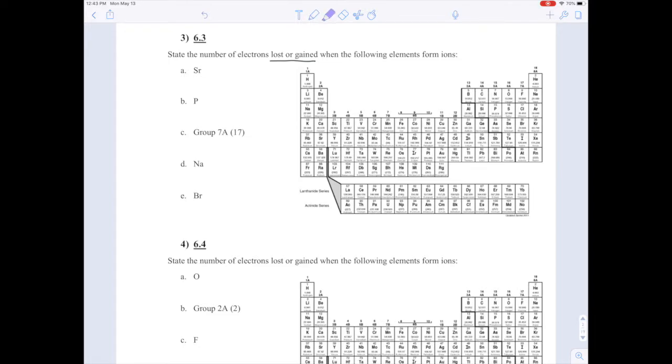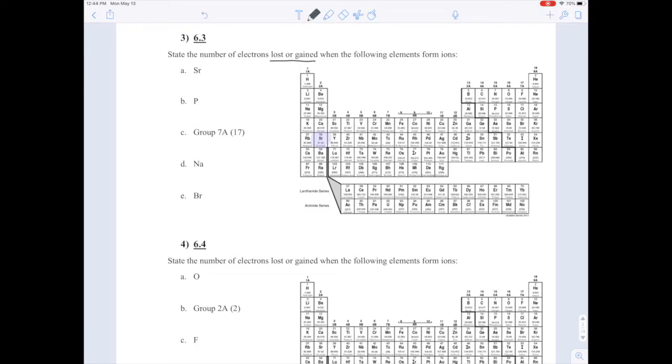So the first step in each of these is to draw the Lewis dot structure. So that's a structure where the symbol represents the nucleus and all the inner electrons, and the outer electrons are drawn as dots around the symbol, as if the symbol had 4 different sides. So let's start with strontium. Now, strontium is a metal in group 2A.